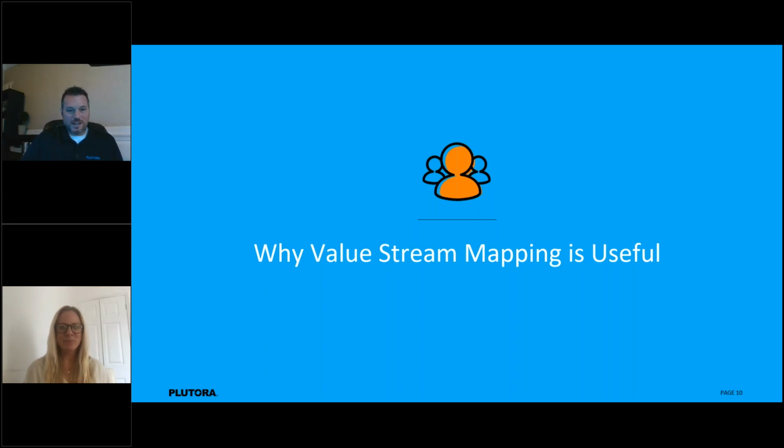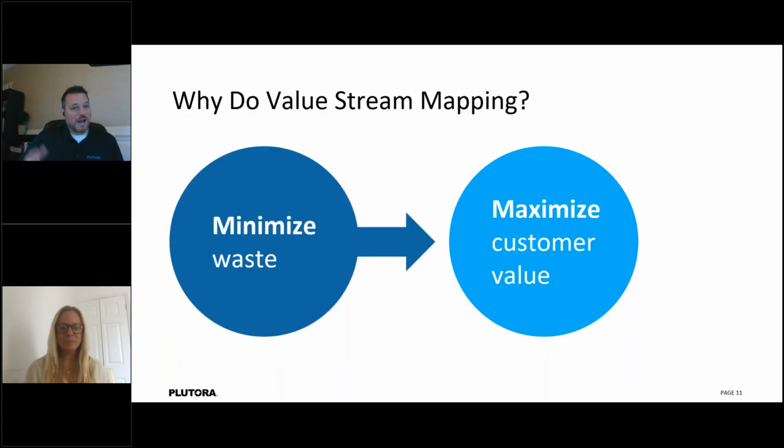Moving us forward, why do value stream mapping? This comes back to the very core of why we do anything that Lean asks us to do. We're all about minimizing waste in order to maximize customer value. That, at the very center of it, is what we're trying to achieve.